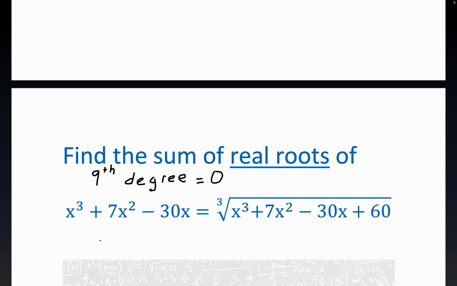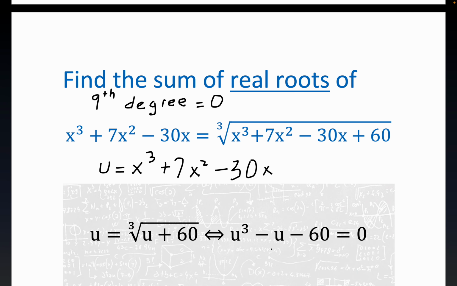So a very natural substitution, which turns out to work quite nicely, is u equals x cubed plus 7x squared minus 30x. Okay, now let's take a look at how we'll proceed at this point. So with that substitution, u is equal to x cubed plus 7x squared minus 30x.